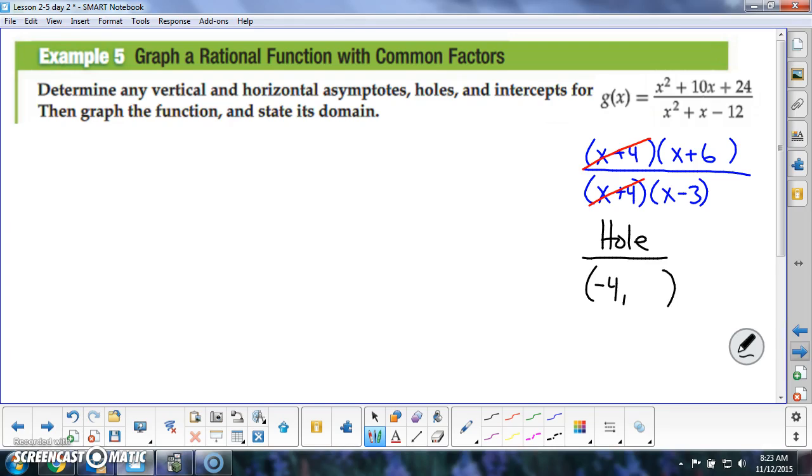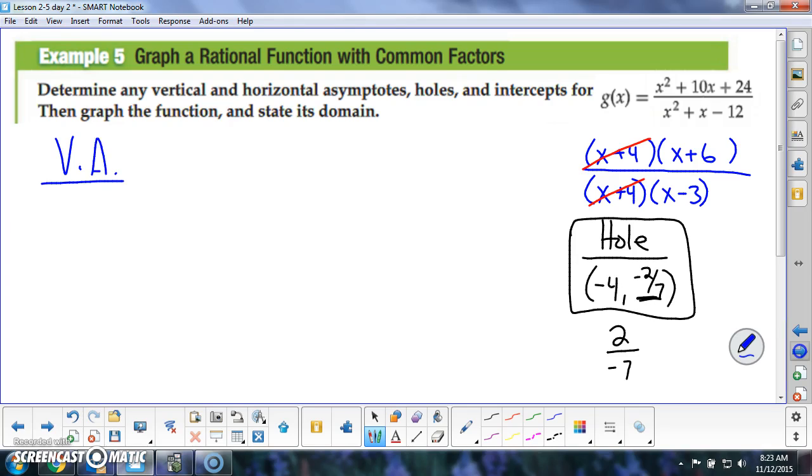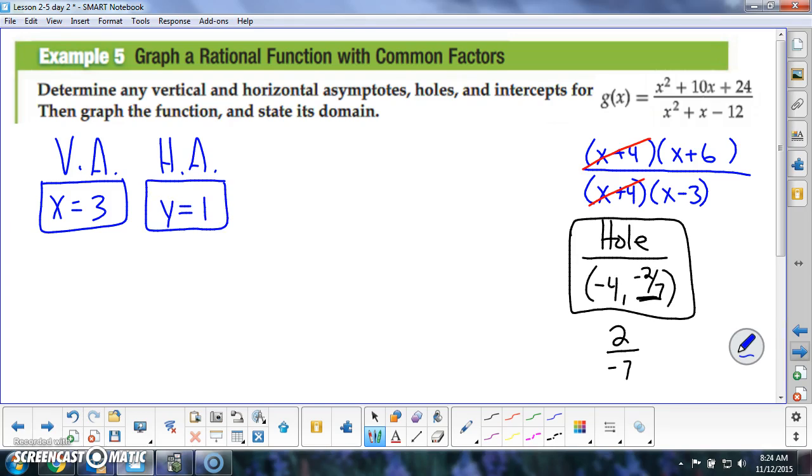How do we find the corresponding y value right here? We take the -4, put it into the rest of the function. So that would give us a 2 on top and a -7 on bottom. So -2/7 is the y value of the hole. And now to find the rest of the parts, the vertical asymptotes, there's only one of them, x equals 3. Horizontal asymptote, we've got x squared on top, x squared on bottom, so divide the leading coefficients. 1 divided by 1 gives us 1. And we've already listed our hole.